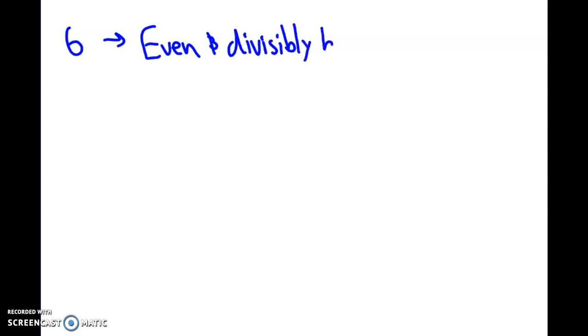So for example, 6. It has to be even and divisible by 3.